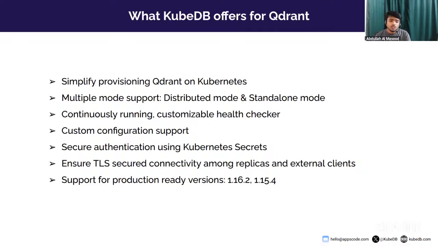So why choose KubeDB for running Qdrant? Running Qdrant requires setup for replication, TLS secrets, upgrades, and monitoring. KubeDB simplifies all of this by automating provisioning on Kubernetes, supporting both standalone and distributed modes, providing continuous health checks which the users can customize, allowing custom configuration, and managing secure Kubernetes secrets. KubeDB also ensures secure communication between replicas, with support for production-ready Qdrant versions like 1.15.4 and 1.16.2. This means you can get enterprise-ready security with minimal manual effort.